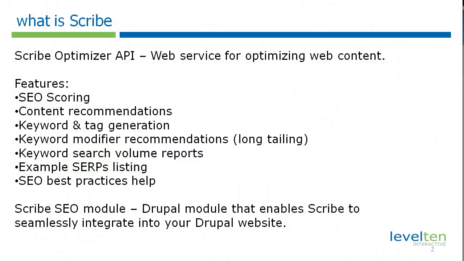Scribe is a third-party web service that analyzes your pages similar to how Google looks at content and provides recommendations to help your pages rank better in the search engines. The Scribe SEO module for Drupal enables you to directly access this service without having to leave your Drupal website. There are also similar modules for other CMSs such as WordPress and Joomla, so that if you have one account and multiple websites built in multiple platforms, you can still use the Scribe service within those websites.